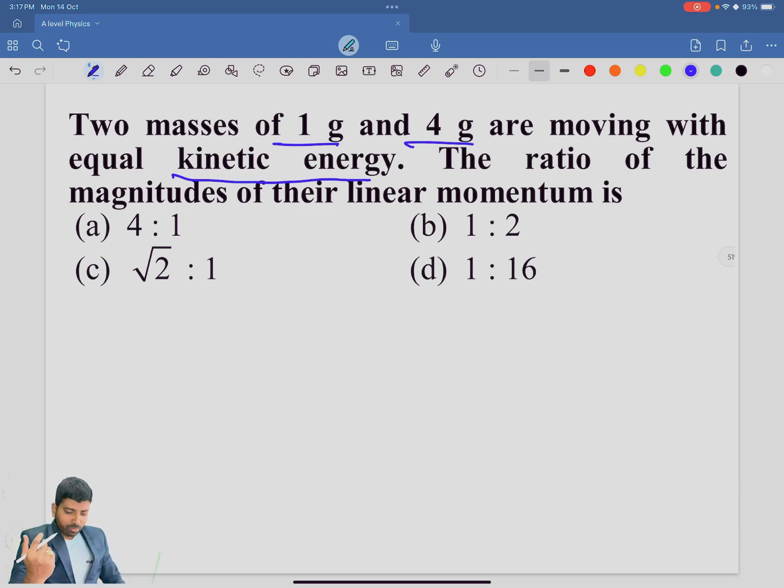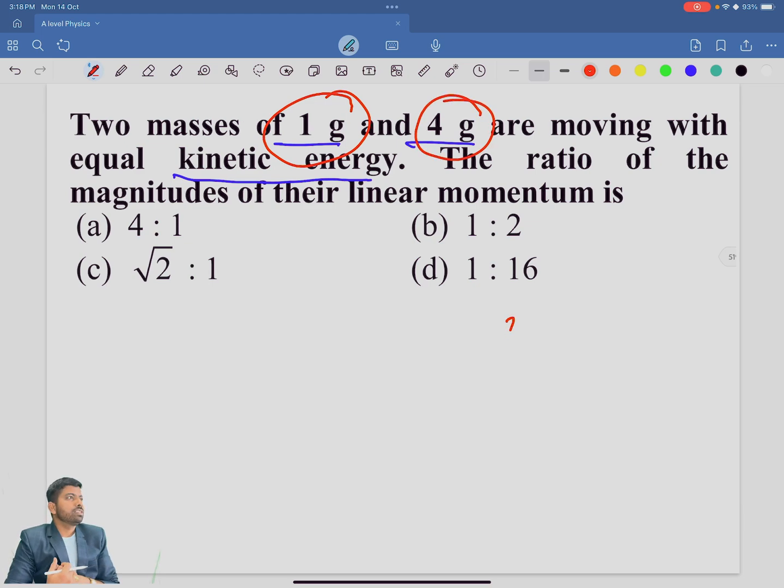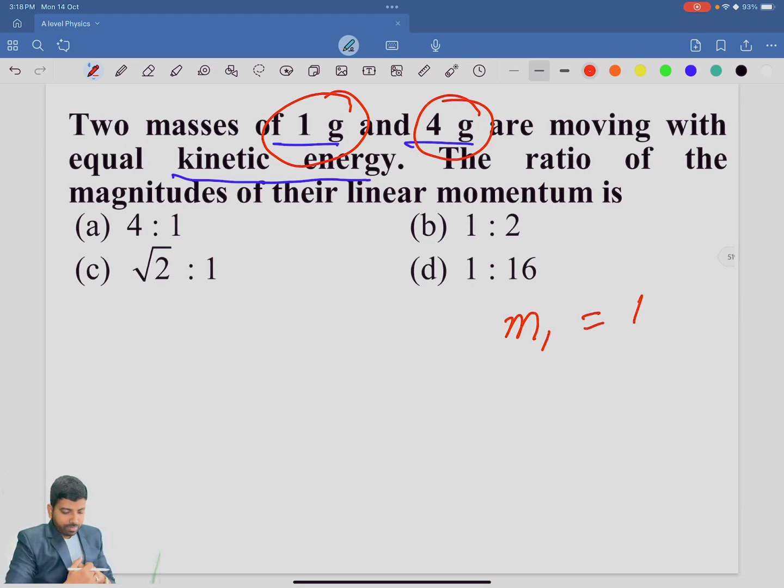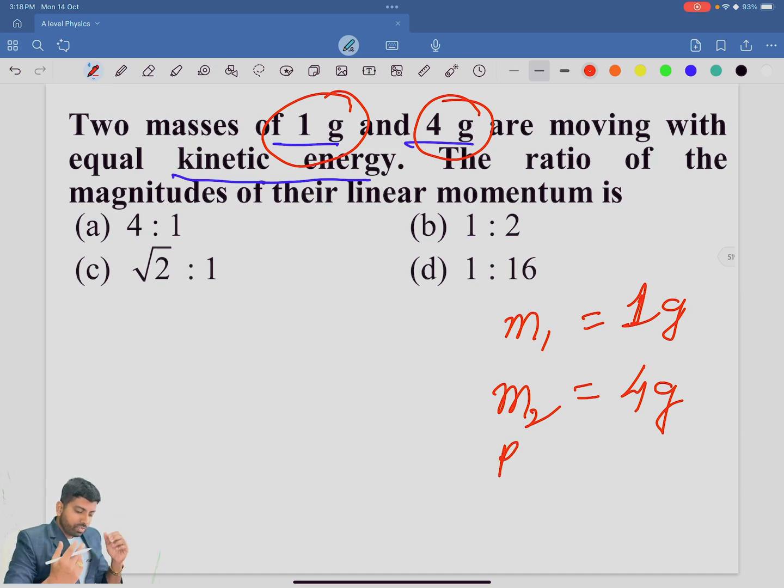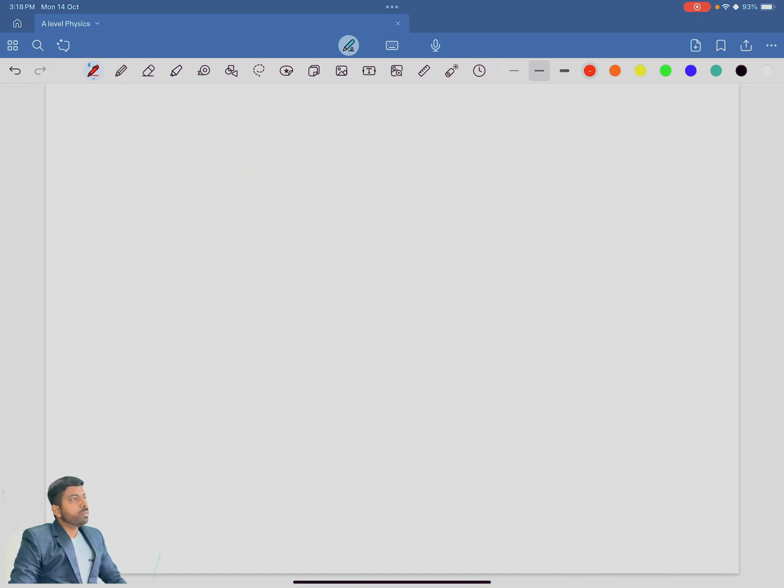We are given two masses. The first mass is 1 gram and the second mass is 4 gram. So mass 1 is 1 gram and mass 2 is 4 gram, right? Then what we have to find out? We have to find out the linear momentum. Suppose P1 is the linear momentum of the first one, and P2 is the linear momentum of the second one. So then we have to find out the ratio.